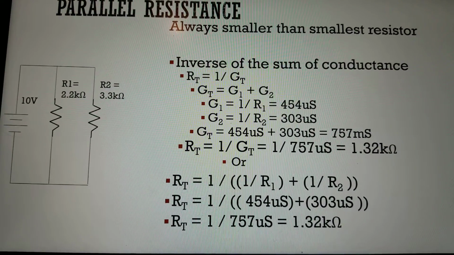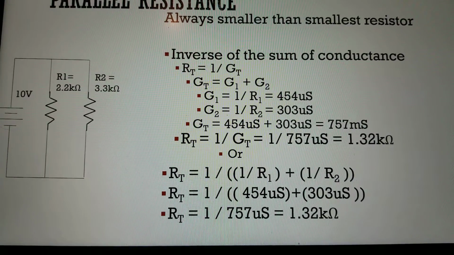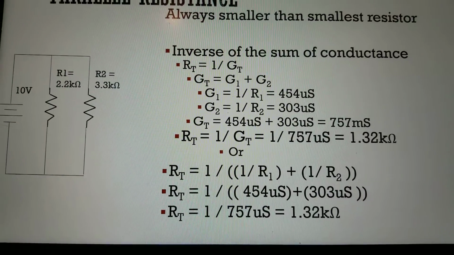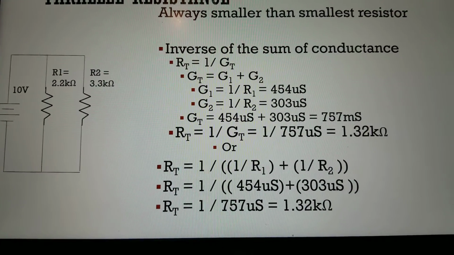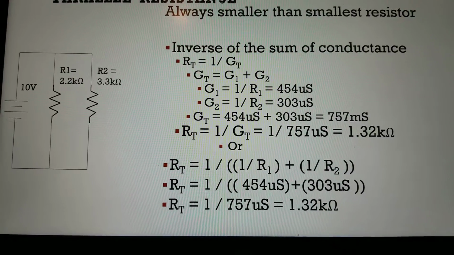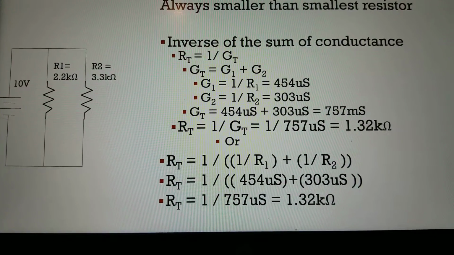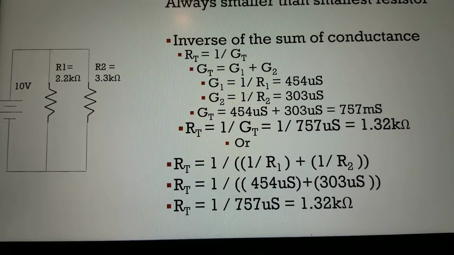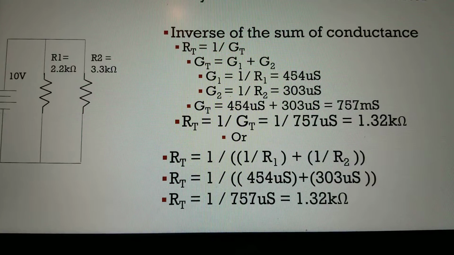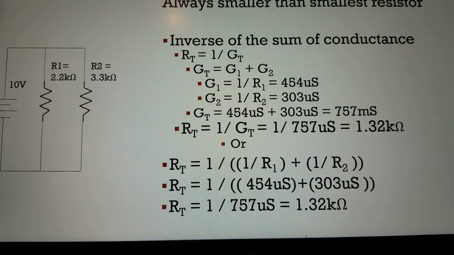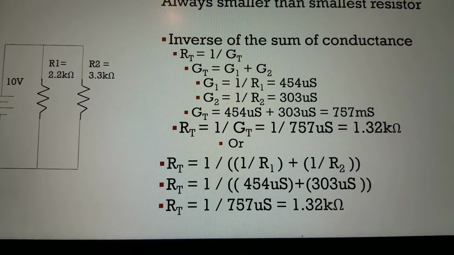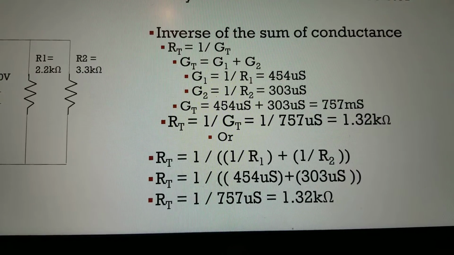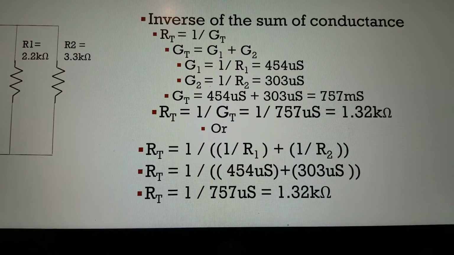It's correct on the next line when we're finding RT, 1 over GT, which in this case is 757 microsiemens. 1 over that gives us 1.32 kiloohms. That's smaller than 2.2K, so we're in the ballpark. Another way we can find it is by using the 1 over formula, 1 over R1 plus 1 over R2. It's the same formula as above, we're just solving for the conductance in the equation.